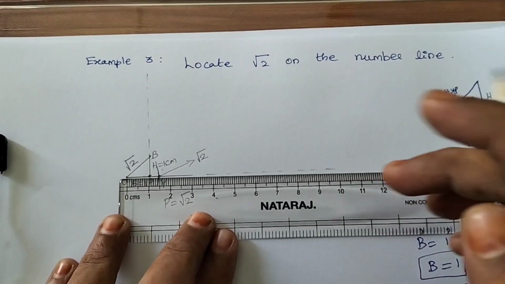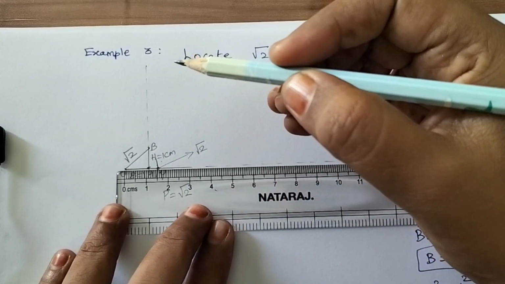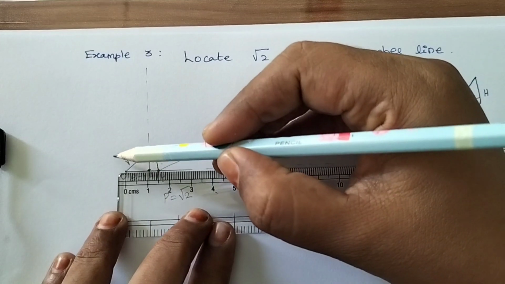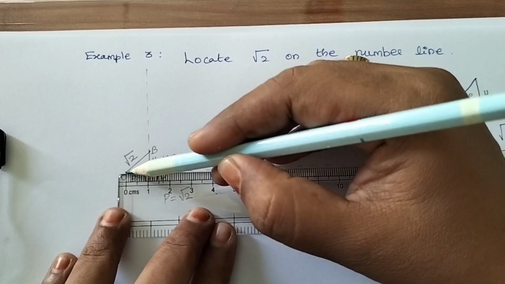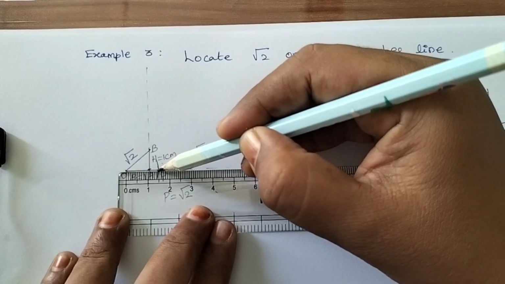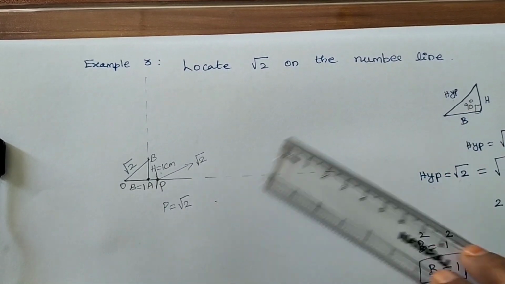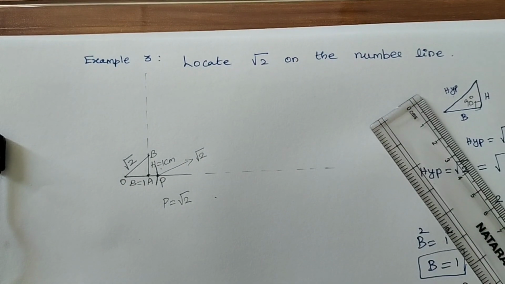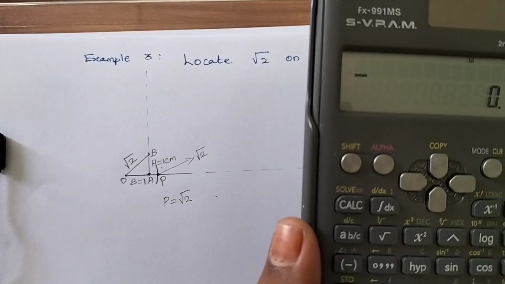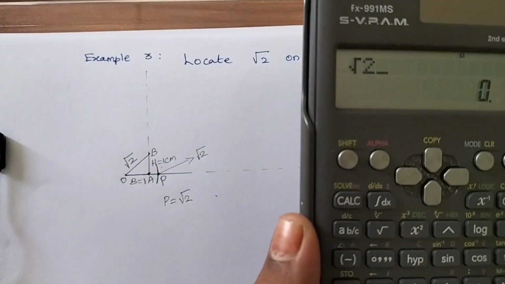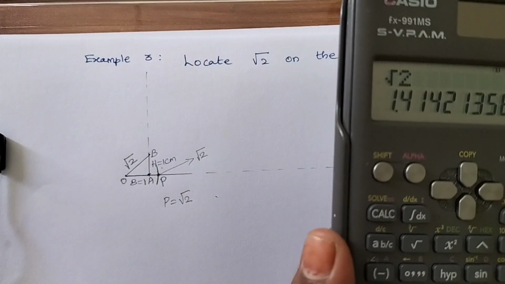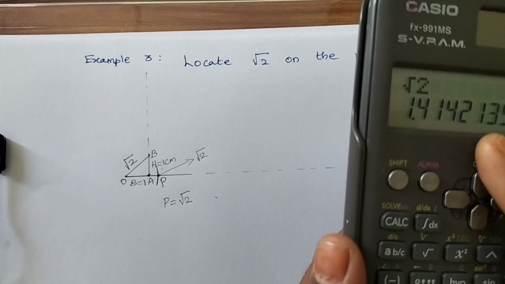If you want, you can measure by using the scale also. If you measure here from 0, it is coming around 1 point nearby 5, so 1.5 nearby is the value of root 2. If you want, you can check with the calculator also. In the calculator, just put root 2. Root 2 is equal to 1.414, and it goes on continuously.